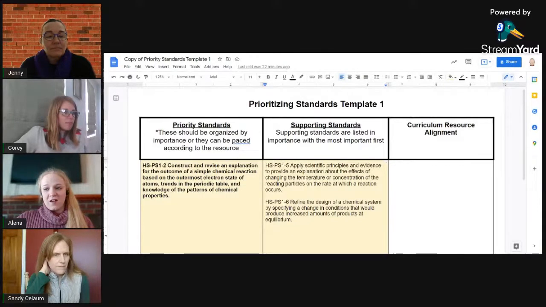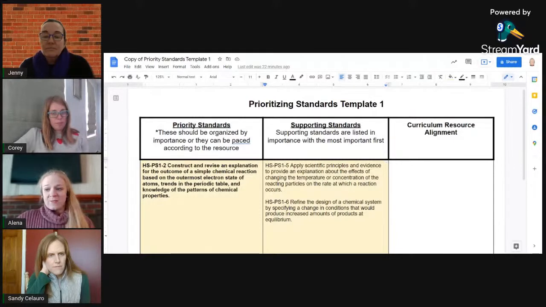So in this case, the one that I threw over in here is construct and revise an explanation for the outcome of a simple chemical reaction, you know, with some more stuff with it. But this one is really at the core of chemical reactions.